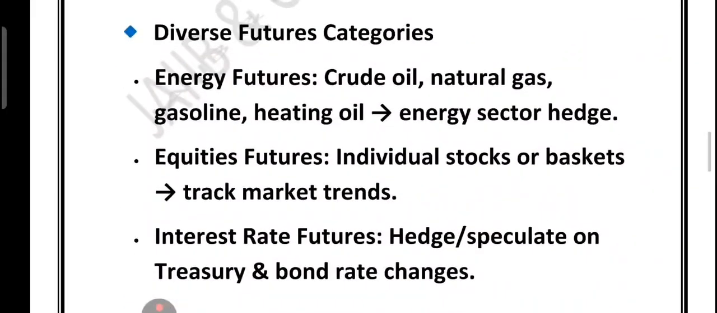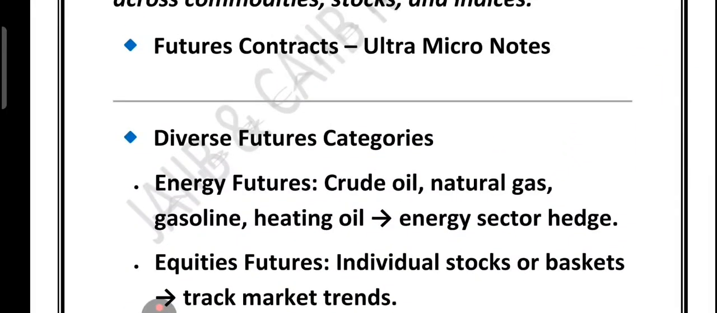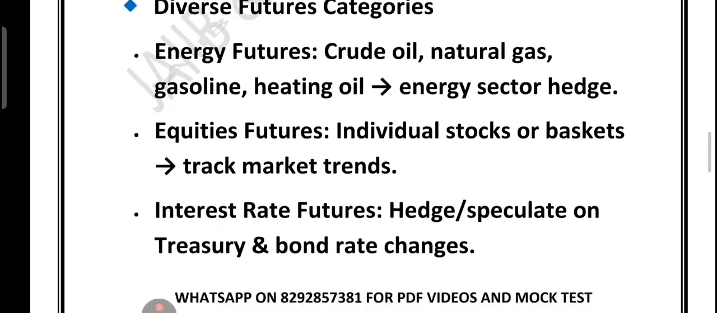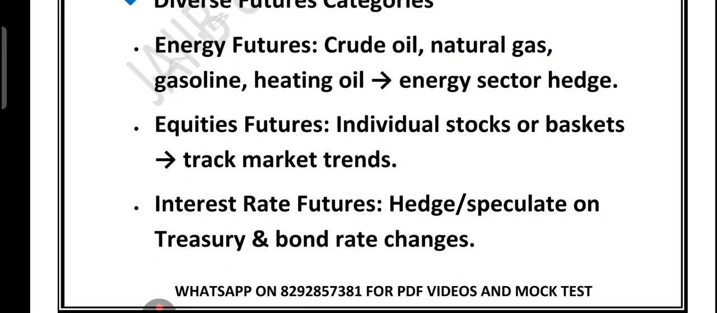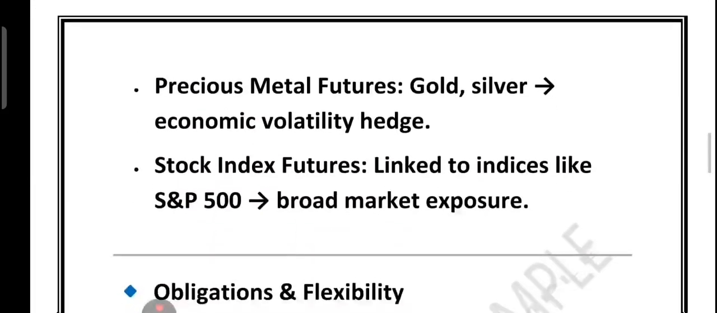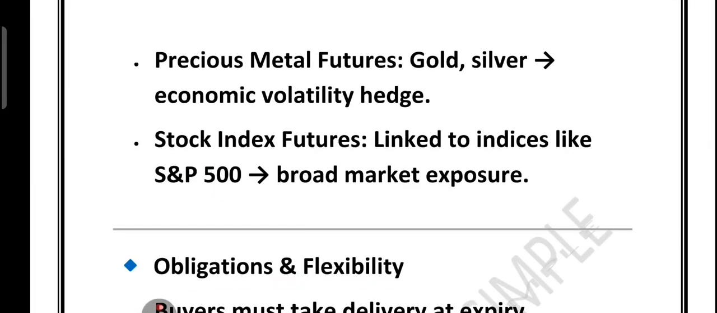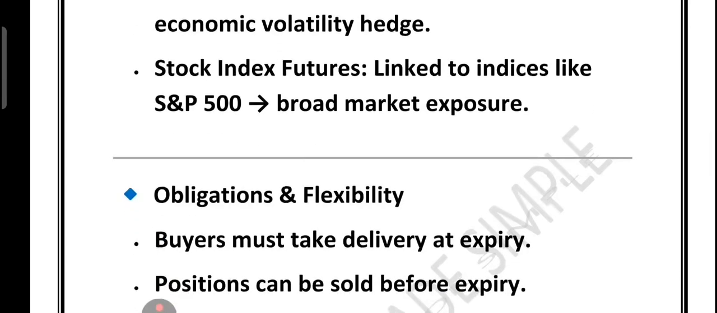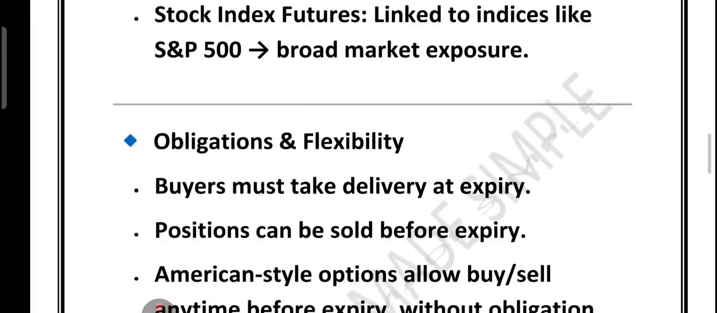Now let's talk about some more important points on future contracts. Future contracts cover many types of assets. They may cover energy futures, like crude oil, gas, gasoline, heating oil. They include equity futures, like single stocks or baskets. They include interest rate futures, to hedge or bet on changes in bond or treasury rates. They include precious metal futures, like gold and silver, which safeguard against economic uncertainty. They include stock index futures, linked to indices like the S&P 500. So there are different kinds of futures.